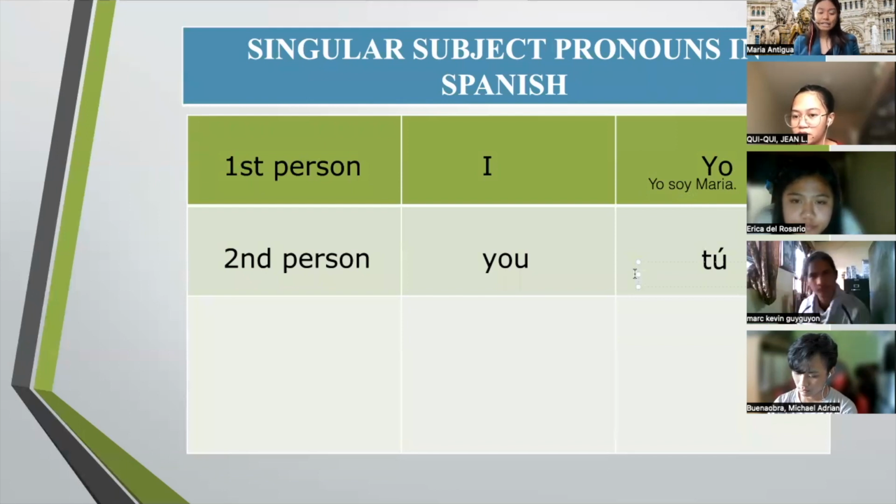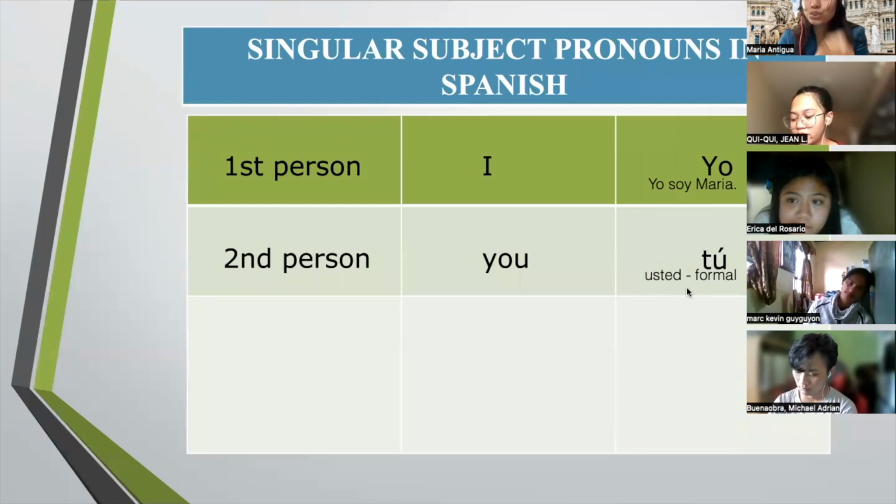And then meron pang isa, usted. You remember usted? ¿Cómo está usted? This is now during formal situations, right? We have tú is informal and usted is formal. Usted is you, but used in formal situations. Okay? So, yo, tú, usted.